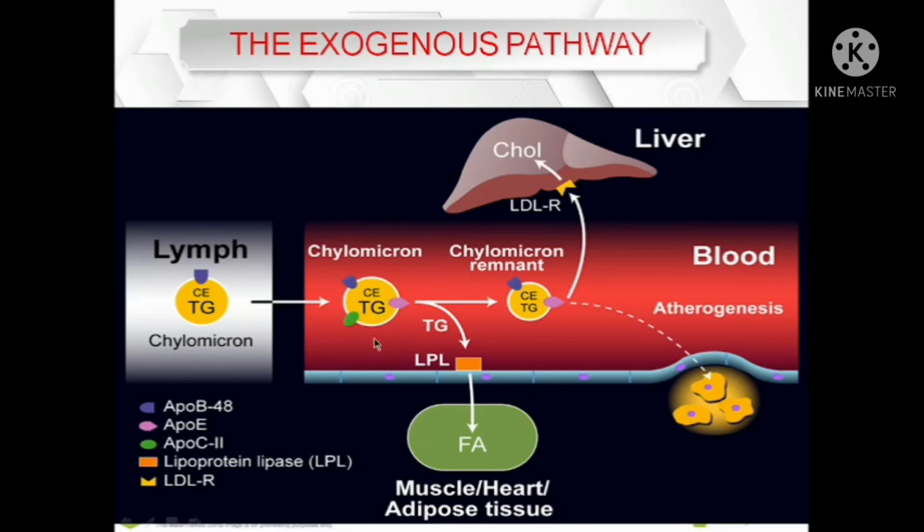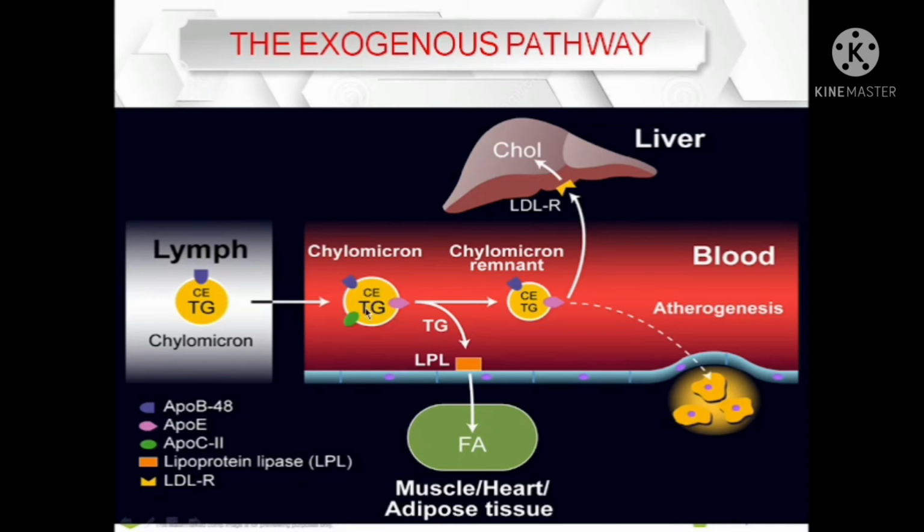Once chylomicron receives the apo C2, it uses it to activate lipoprotein lipase, this wonderful enzyme. This wonderful enzyme comes into circulation, breaks down the triglyceride, and releases glycerol and free fatty acid. Of course, the free fatty acid shouldn't remain in circulation, so it is transported to some tissues like the muscles, the adipocytes, and the heart.